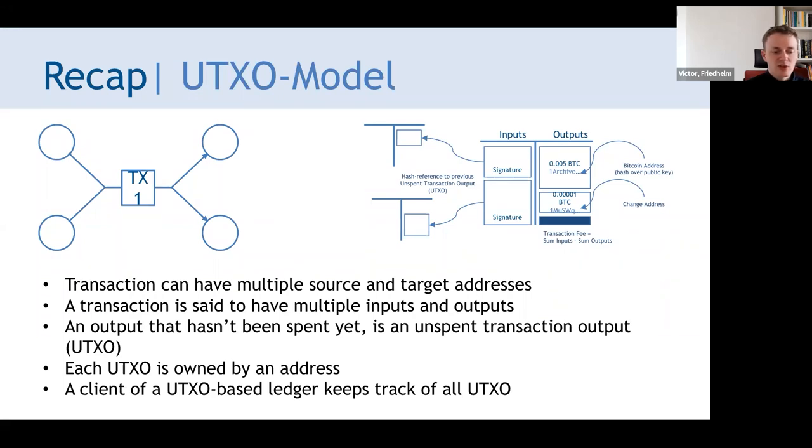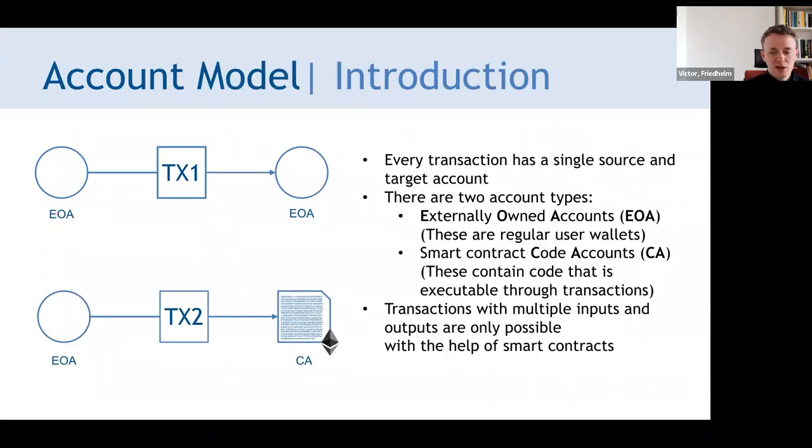And an output that hasn't been spent yet is an unspent transaction output, so a UTXO, and each UTXO is owned by some address. And clients like a Bitcoin node that you may be running keep track of all of these UTXOs.